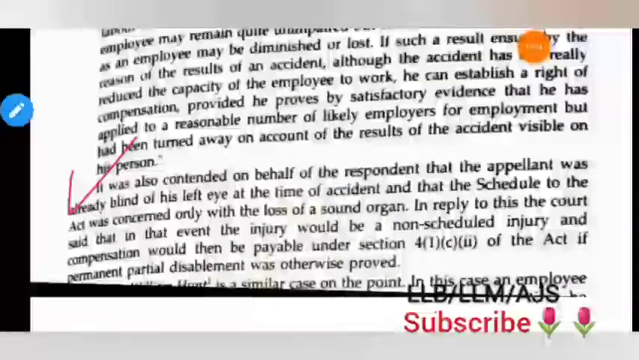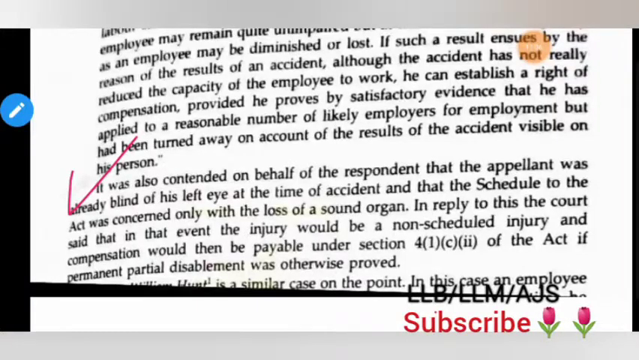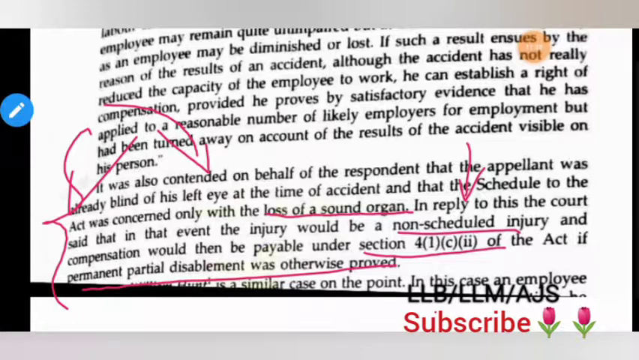Then it was also contended on behalf of the respondent that the appellant was already blind of his left eye at the time of the accident, and that the schedule to the Act was concerned only with the loss of a sound organ. So of course we have the schedule. In reply to this, the court said that in that event the injury will be a non-scheduled injury, and compensation will then be payable under Section 4(1) clause C(ii) of the Act if permanent partial disablement was otherwise proved. That problem was also clarified by the court.